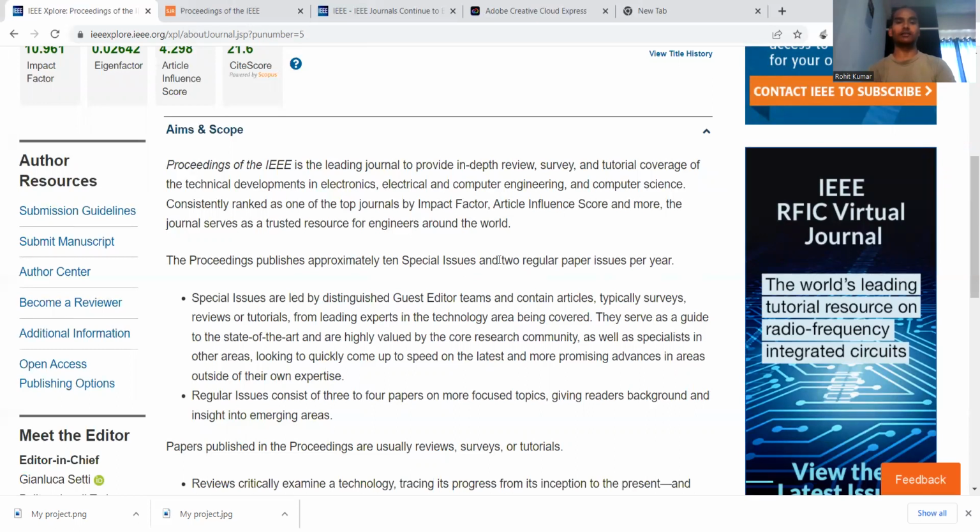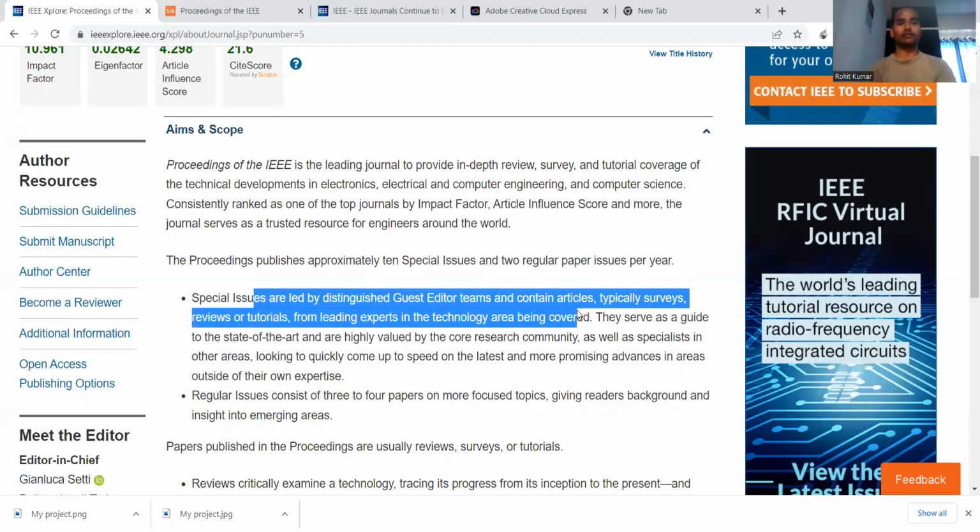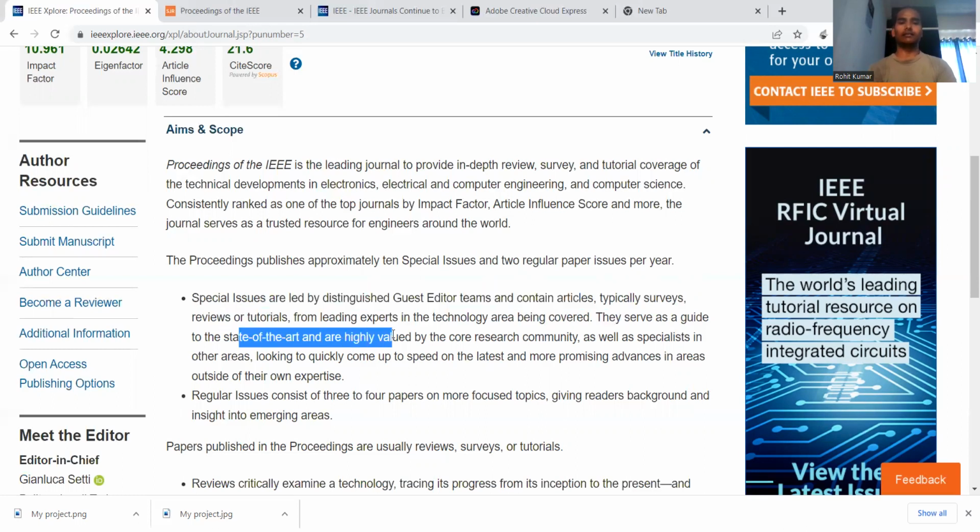The major reason behind the success of this journal might also be the dedicated number of special issues that it publishes every year. Special issues usually get more attention because people see that there should be some highlighted or specific research content in them. Special issues are led by distinguished guest editors and contain articles related to surveys, reviews, and tutorials from different experts belonging to different technological areas. They discuss the current state of the art and highly valued research concepts, and are managed by a particular research community consisting of different specialists.